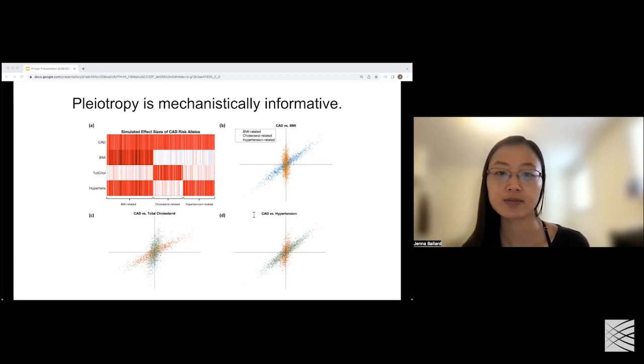The scatter plots in panels B through D display the effect sizes for each SNP on 2 traits at a time, and the SNPs are colored by their component membership. So from panel B, for example, we can see that BMI-related SNPs affect both CAD and BMI, with positively correlated effect sizes, whereas cholesterol-related and hypertension-related SNPs affect CAD only, which is also reflected in the heat map. We will see similar scatter plots later on in our real trait analyses.